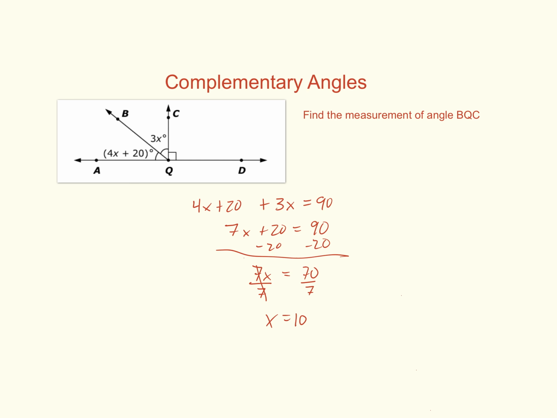Now the question is about angle BQC. And we know that that angle is actually equal to 3x. So let's substitute. We're going to grab this number and put it for the x. So we actually get 3 times 10, which equals 30 degrees. Okay, now we found the measurement of angle BQC, and to do that we needed to know that they were complementary angles.